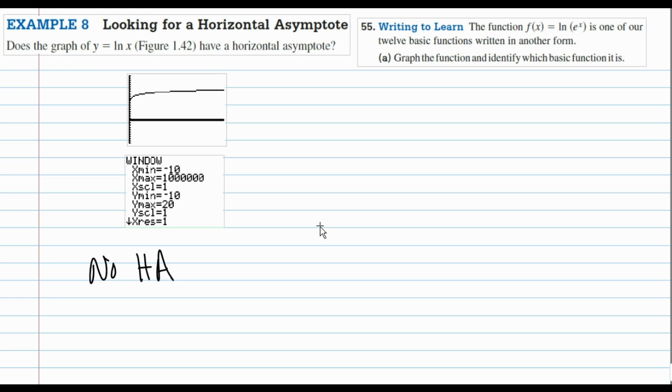The now try problem for example 8 is number 55. It says the function f of x equals the natural log of e to the x is one of our 12 basic functions written in another form. Well, it's weird because I see the natural log of x and I say e to the x, so it could be either one of those. It says graph the function and identify which basic function it is.